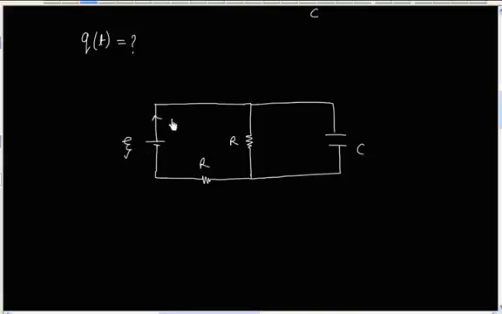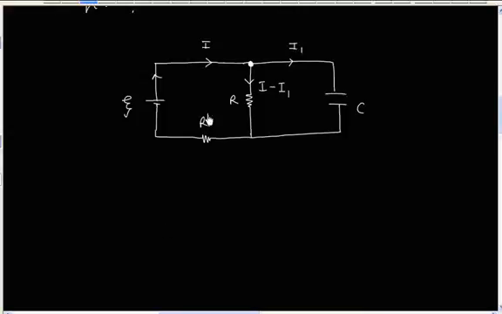Let us say the battery sends a current of I, and when this current reaches here, it is divided into two parts. Let us say this part has a current of I1, then this part will have a current of I minus I1. This is because Kirchhoff's junction rule says total current coming at a junction is the same as total current flowing through the junction. So current coming is I and current going is I1 plus I minus I1, that is the same as I.